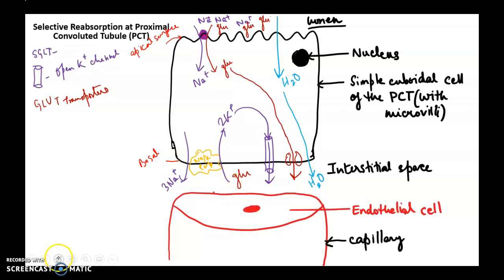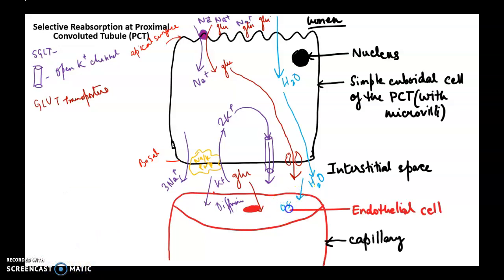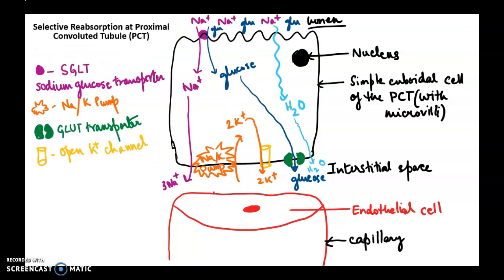So glucose will enter the cell by diffusion. So will potassium. So potassium and glucose enter the cell by diffusion, and then water enters by osmosis. All right. So this is how things get reabsorbed at the proximal convoluted tubule from the lumen into the capillary endothelial cells. So let's take a look.